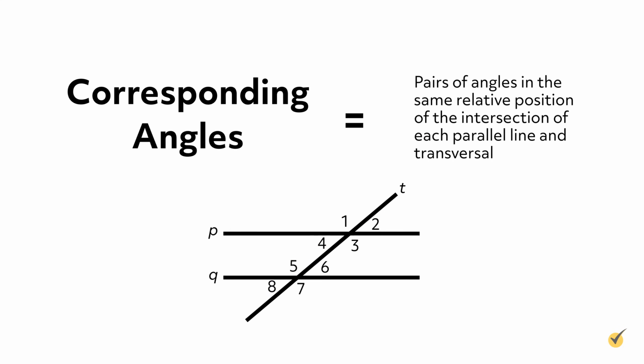Corresponding angles are pairs of angles in the same relative position of the intersection of each parallel line and transversal. Corresponding angles are congruent to each other. For example, angles 2 and 6 are corresponding angles because they both appear to the right of T and above the parallel lines. So they are congruent angles. Other pairs of corresponding angles in this example are angles 1 and 5, 3 and 7, and 4 and 8.